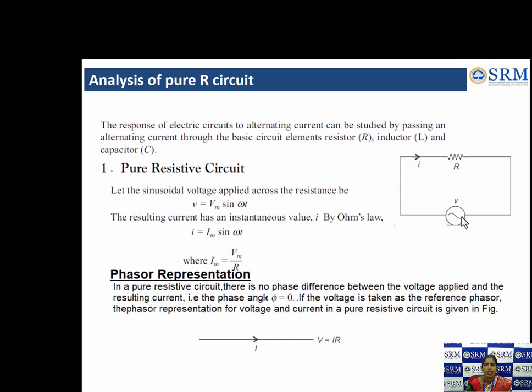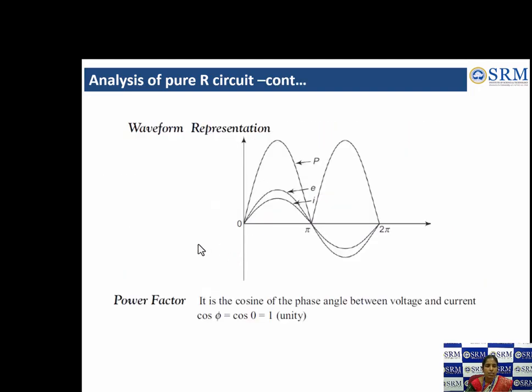Now we are applying the sinusoidal voltage, small v equal to Vm sin omega t. The resulting current has an instantaneous value, small i equal to Im sin omega t. By Ohm's law, we know that Im equals Vm by R, the ratio of voltage and resistance. Regarding the phasor representation, in each of these analyses we will see the phasor representation, waveform, and power factor. These are the three things we are going to concentrate on.